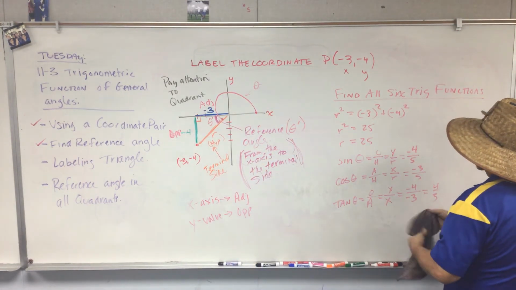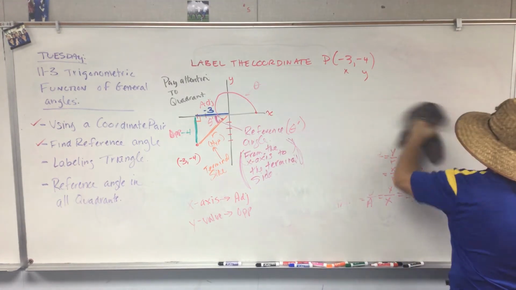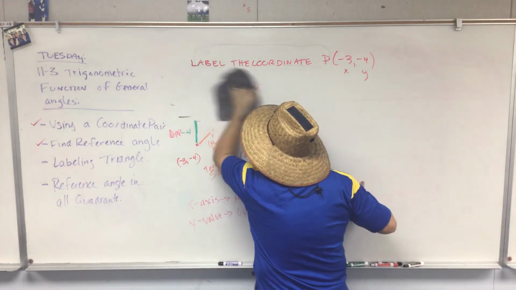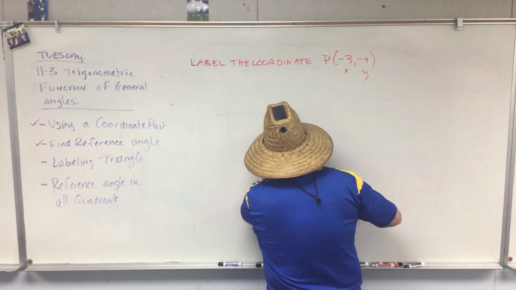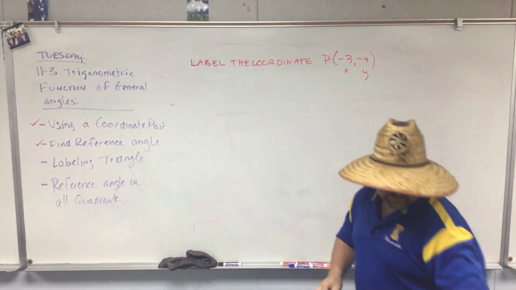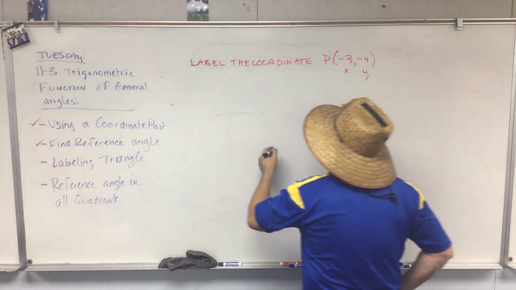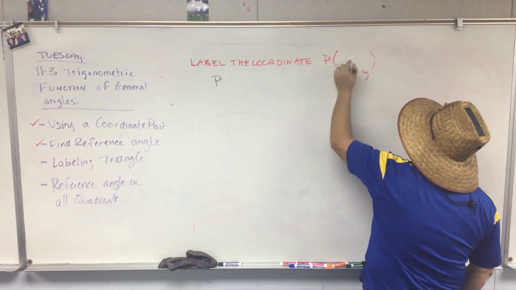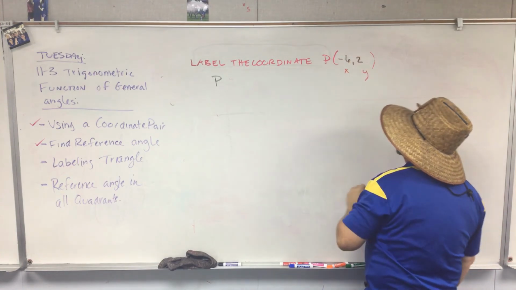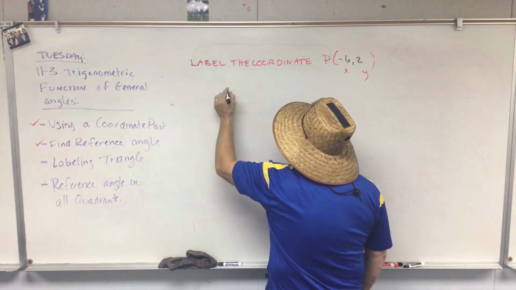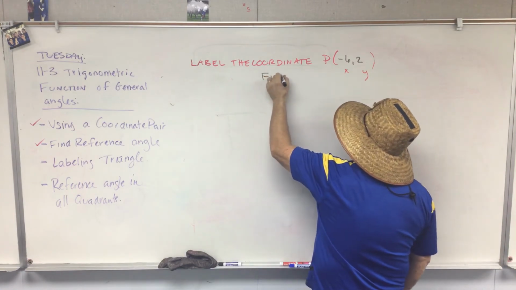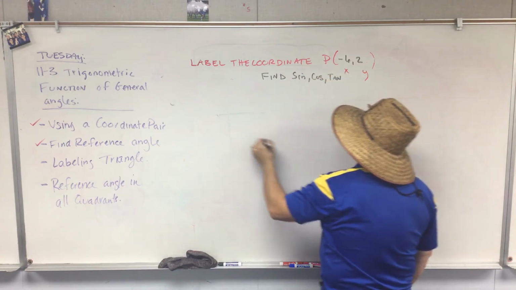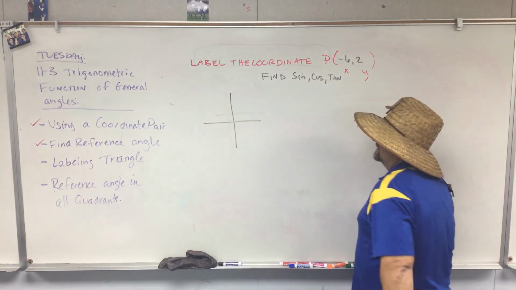So let's go ahead and tackle another one real quick for you guys. You can do this on your own if you'd like. I'm going to go ahead and erase this. And I'm going to pick -6 and 2. So we're going to go with point P, -6 and 2. And I just want you to find sine, cosine, and tangent.